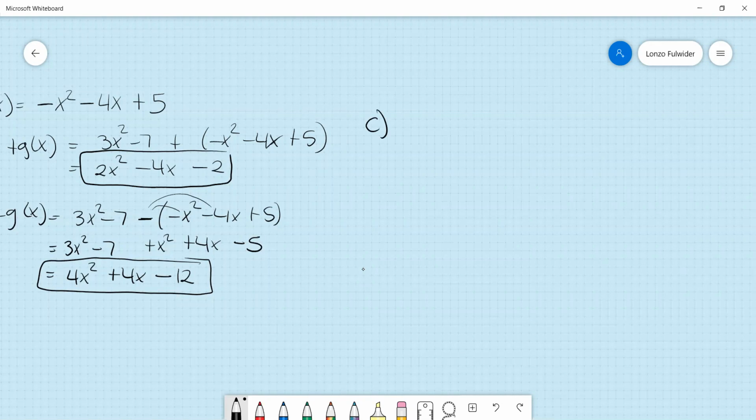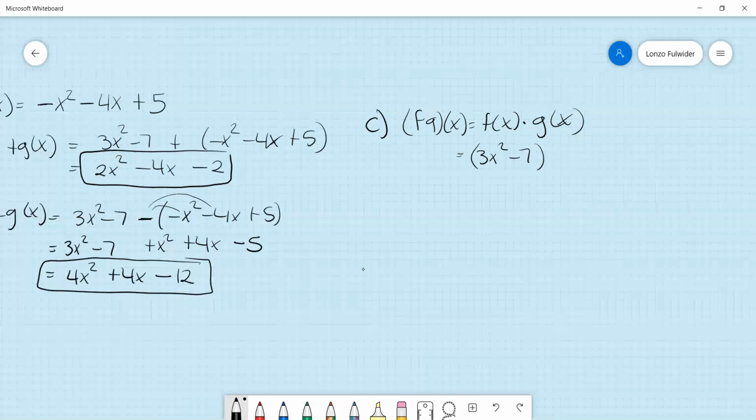So I don't think I'll have space. So C is (f·g)(x). When you FOIL this out, it's going to be f of x times g of x. We know that f of x is 3x squared minus 7, and then we're going to times that by g of x, and g of x is this whole thing.